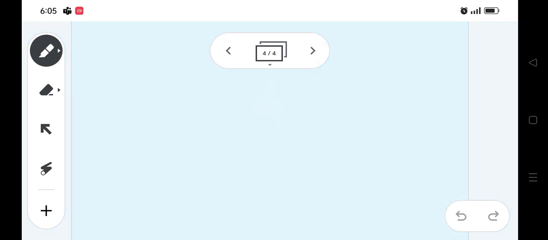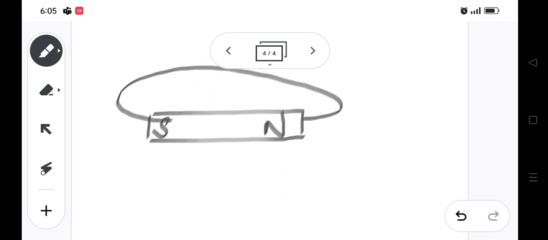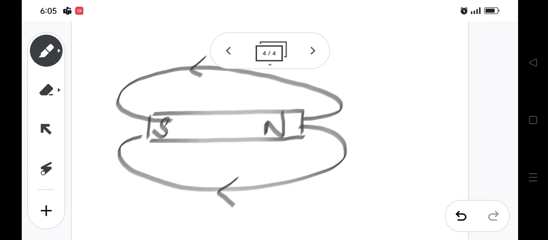Just analyze. We have this magnet. It has two poles, north and south. And we know that we have magnetic field lines around it. Magnetic field lines always originate from the north pole and end at the south pole. Remember, they never intersect. These are the magnetic field lines, so we can mark it in this way.